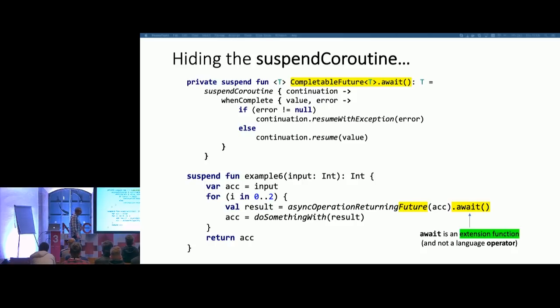What if I'm using an API that doesn't provide me with an await extension method? I do it on my own. I do my own await, taking advantage of the building block, which is suspendCoroutine.